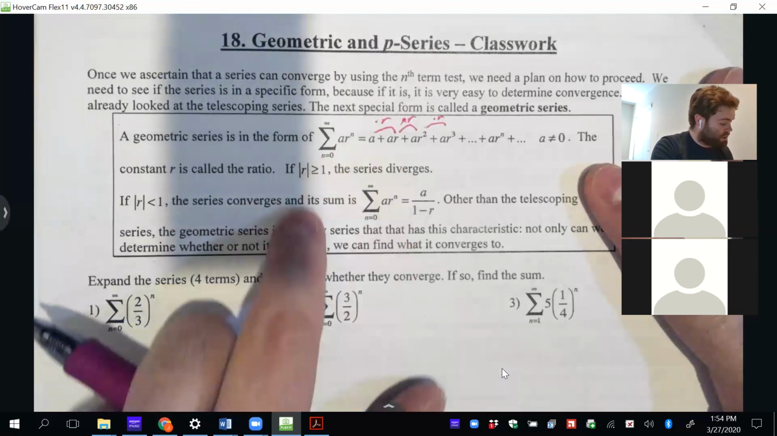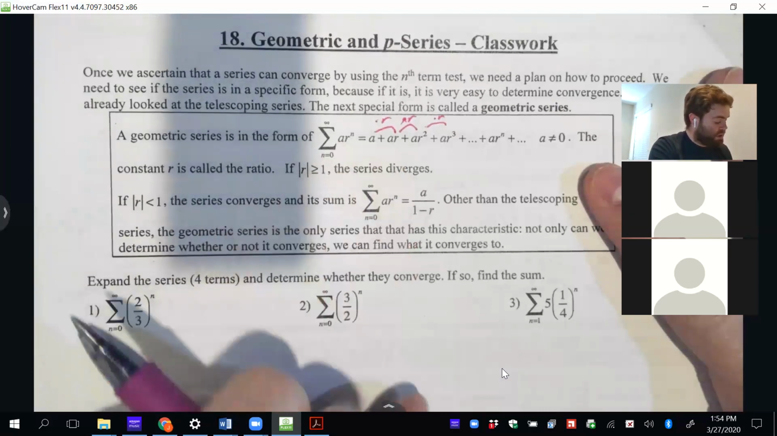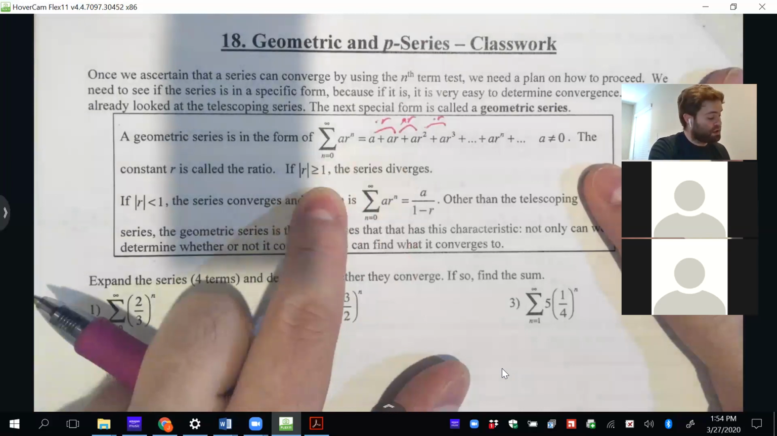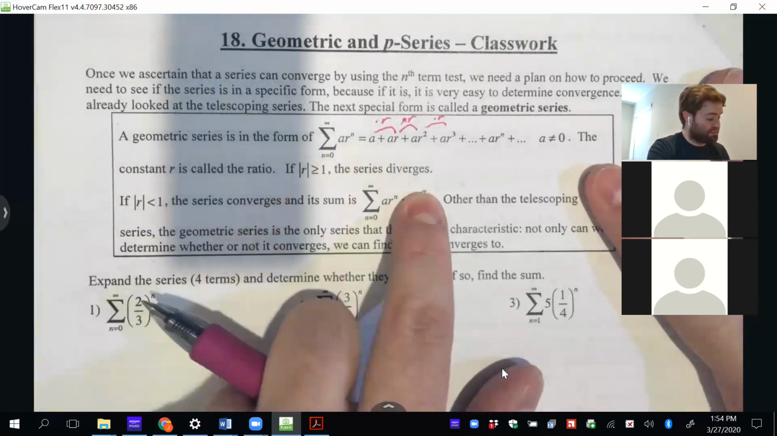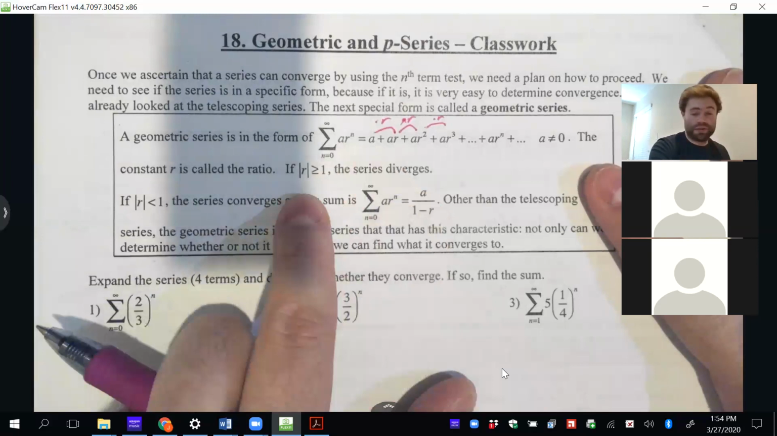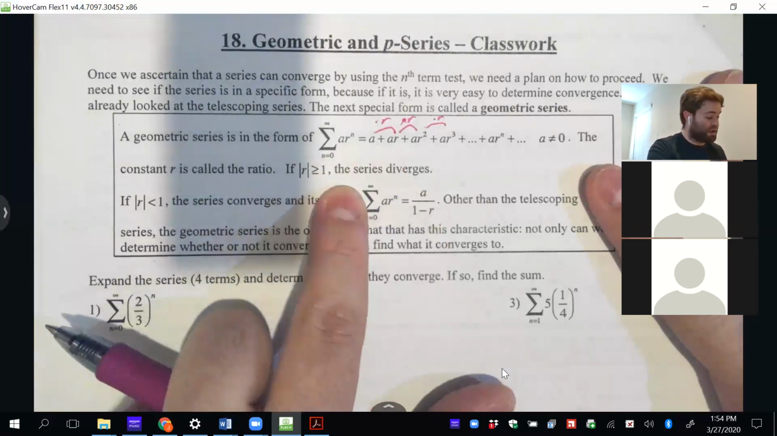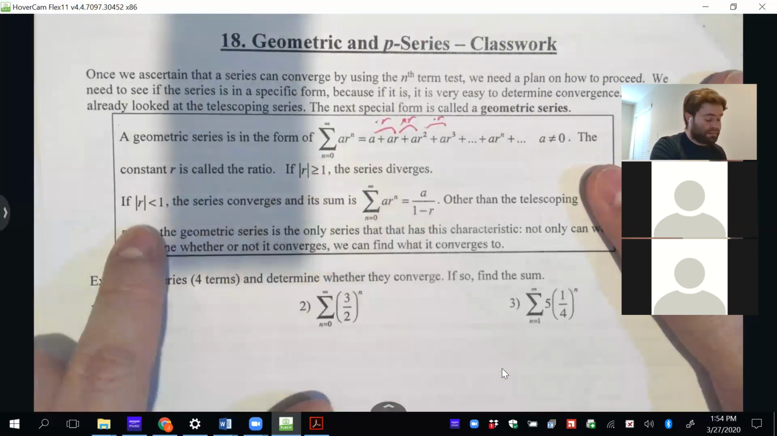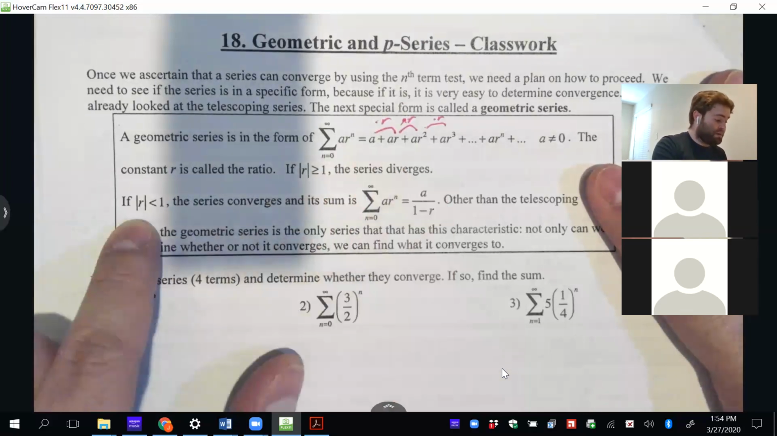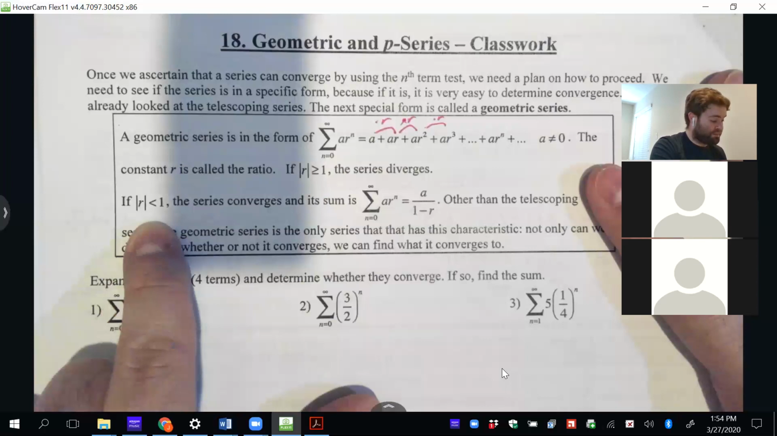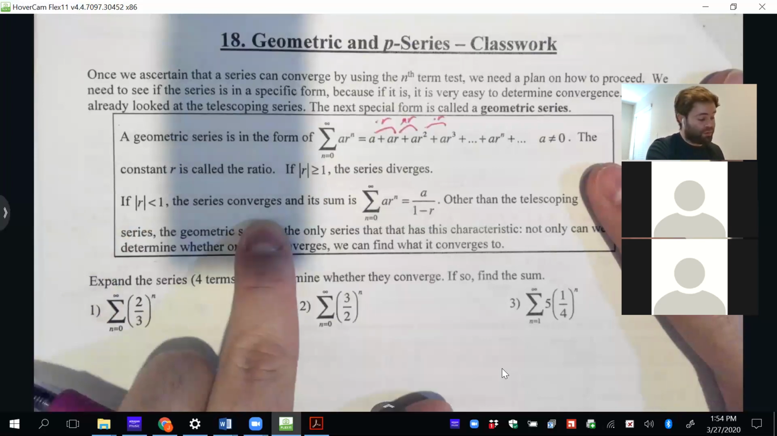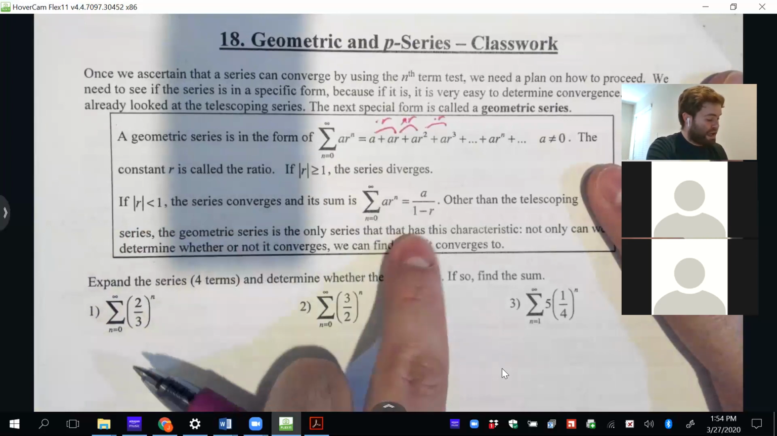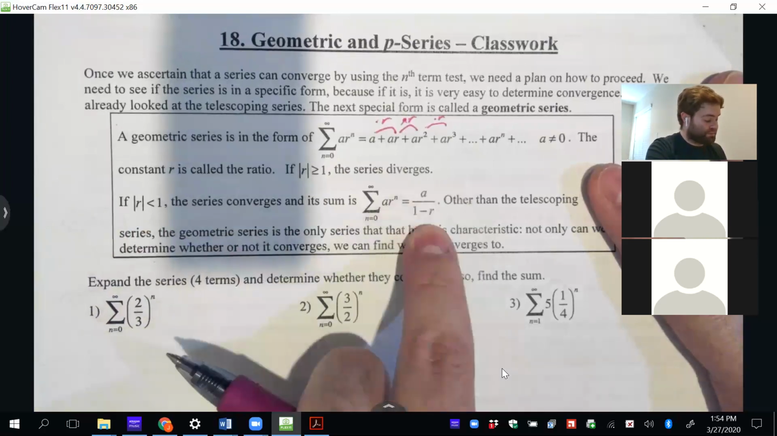Okay. Then here we're told if the absolute value of your common ratio R is greater than or equal to 1, the series will diverge. If the absolute value of your common ratio R is less than 1, then it will converge. And we even have a formula for what it will converge to: A over 1 minus R.